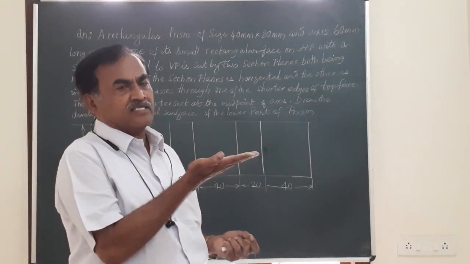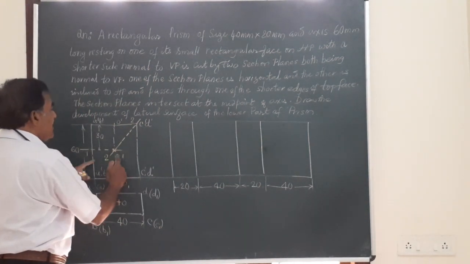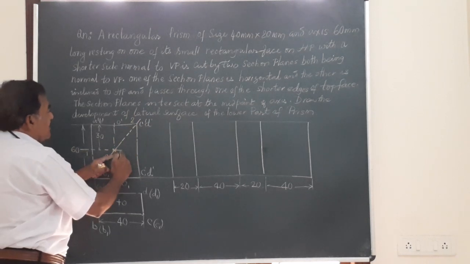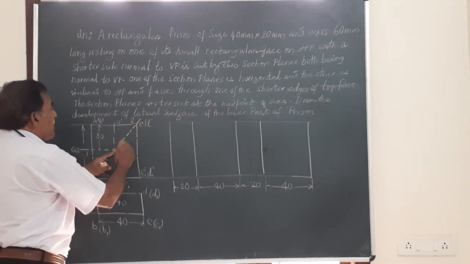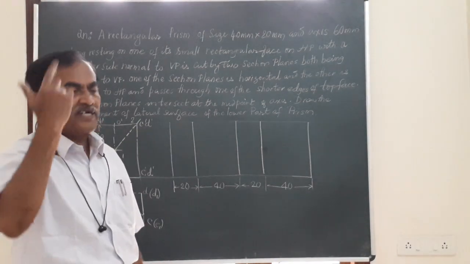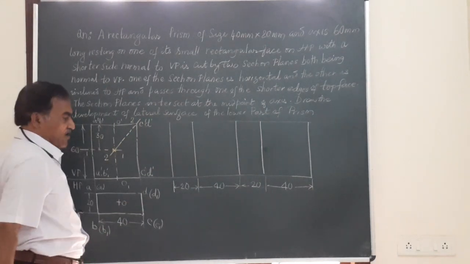One is a horizontal section plane, which is seen as a line here, that is 1, 1. The other section plane is inclined at some angle that you can measure if you want. It passes through the shorter edges of the top face. Top face shorter edges CD. So two section planes have a mark.